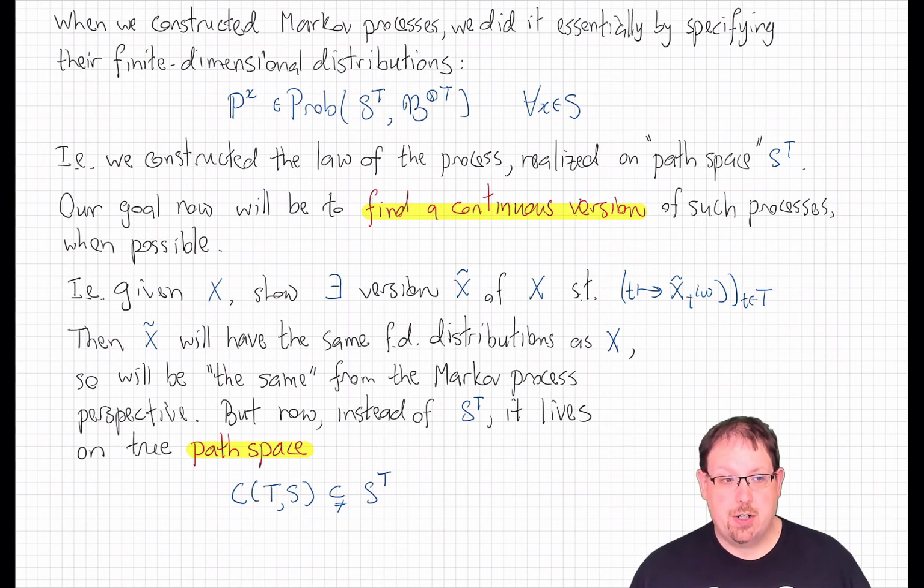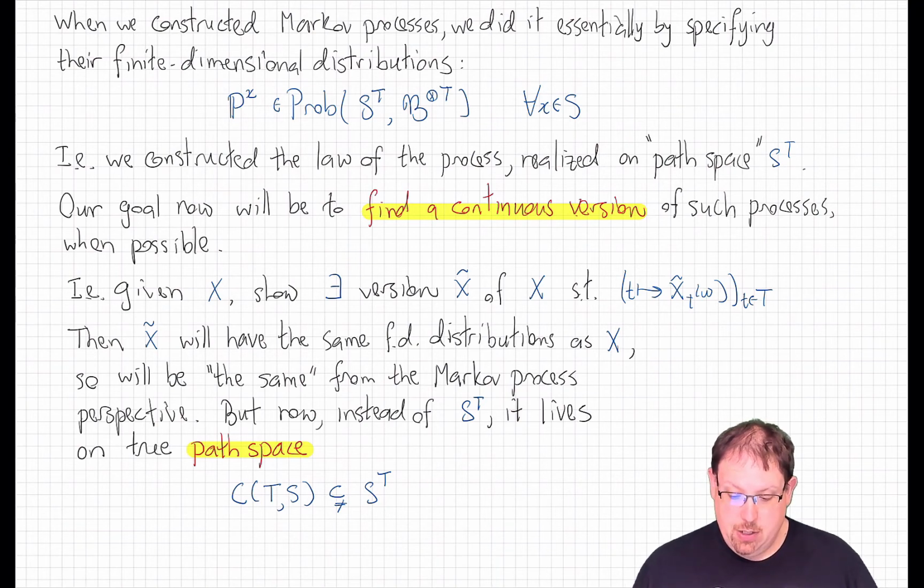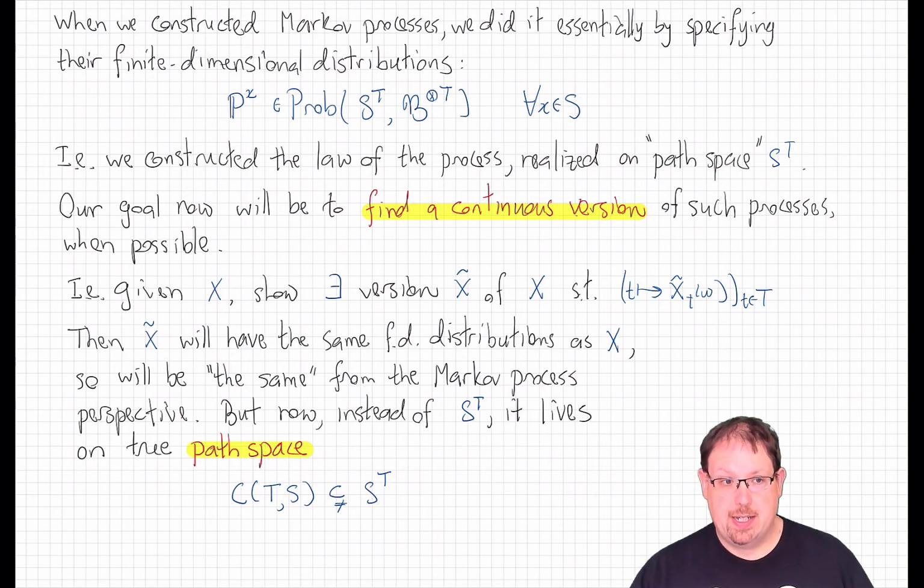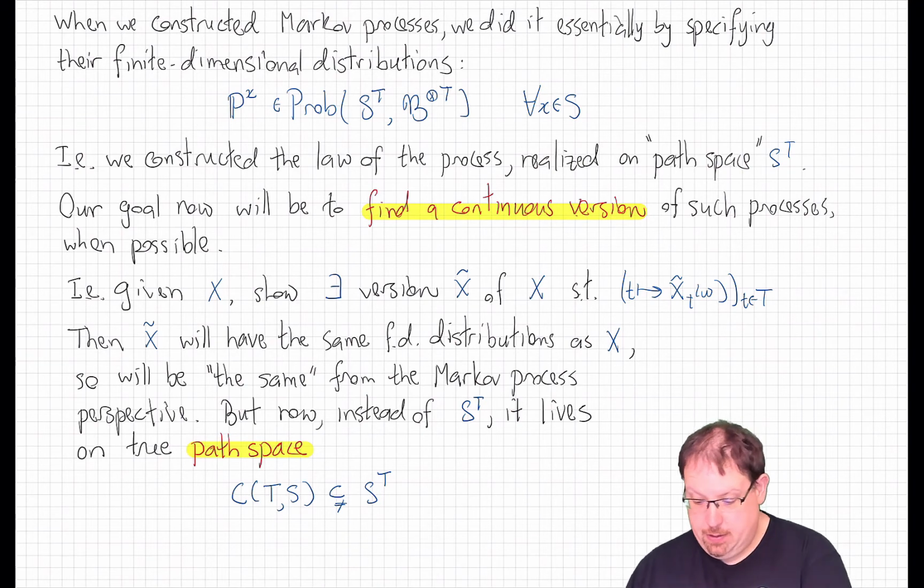But that whole construction didn't tell us anything about the path properties. We can't even ask the question whether the paths of such processes have regularity like continuity or right continuity in this context. So what we're going to do as we proceed forward is to show that under certain circumstances, after we construct one of those Markov processes as such a family of measures, once we have a construction of the process, we can then find a version of that process whose paths are continuous.